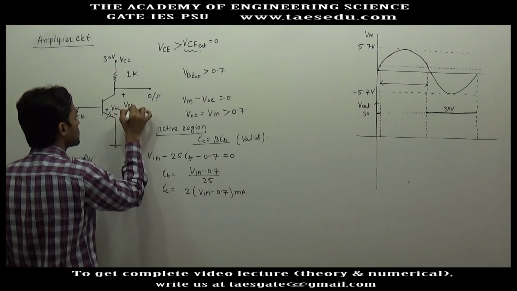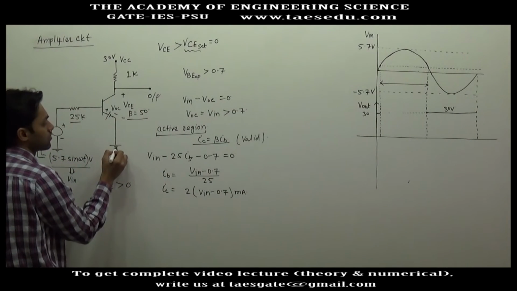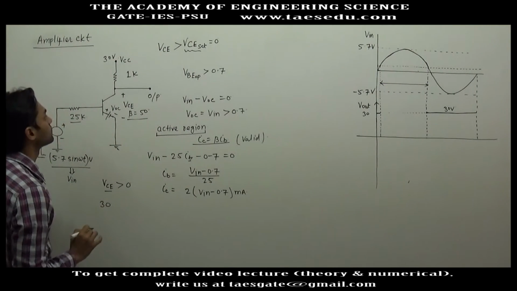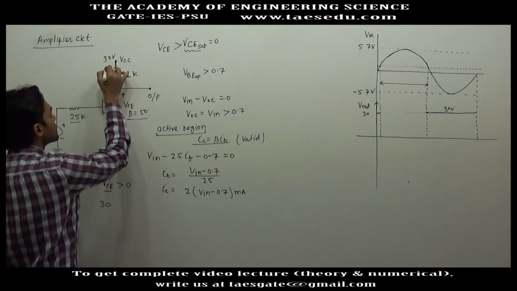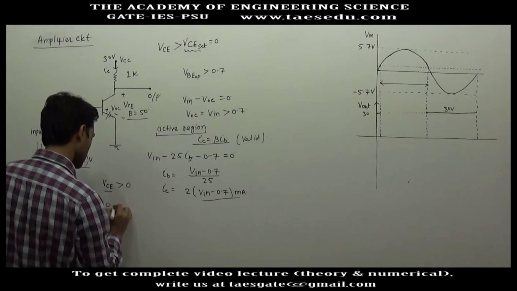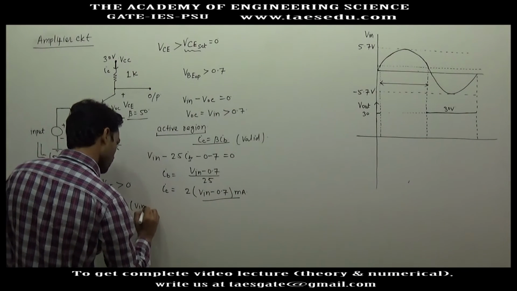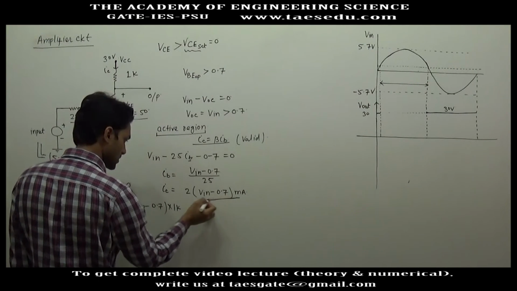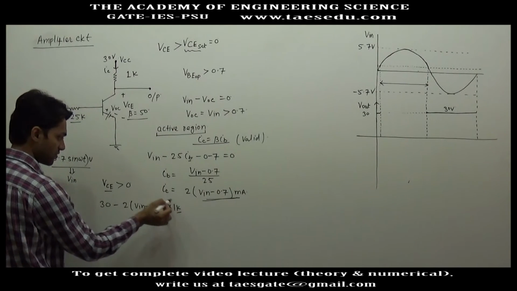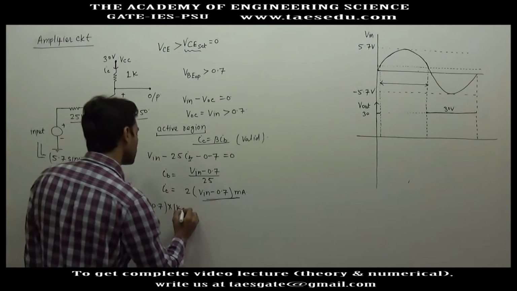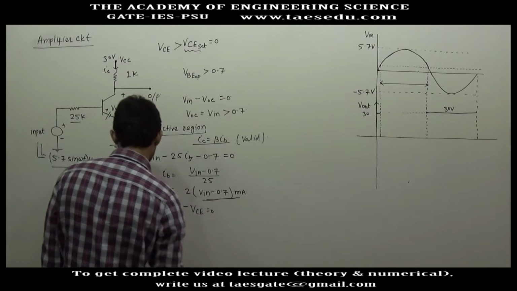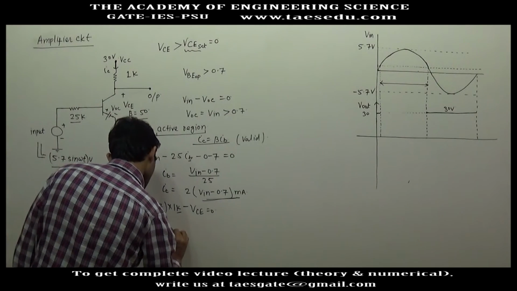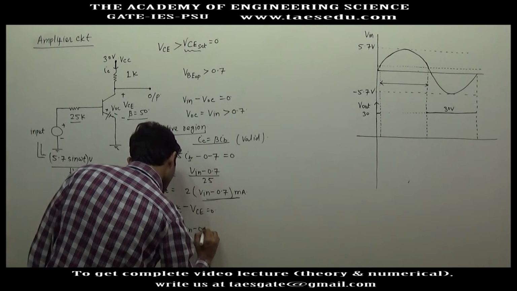Let's say this voltage is VCE. If you move from 0 to this 30 volt, you will have a gain of 30 volt. Now if you move from here, this is IC, and IC is 2 into V input minus 0.7, into 1 kilo ohm. Since IC is in milliampere, you are multiplying with kilo ohm, so this will give you a unit of volt, minus VCE equal to 0. So VCE will be 30 minus 2 into V input minus 0.7.